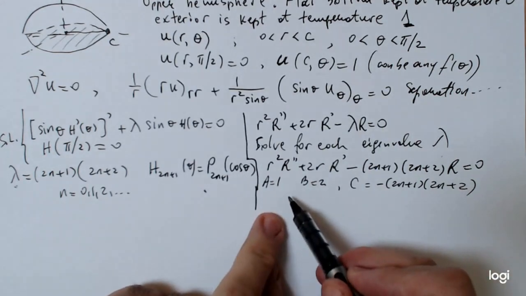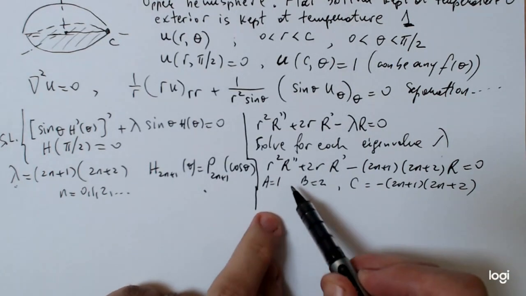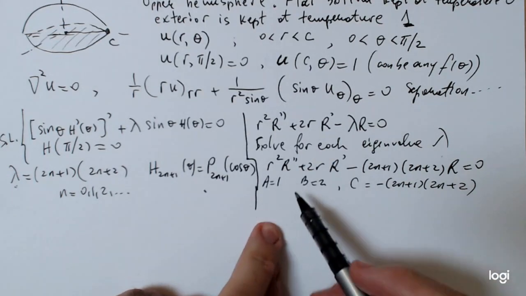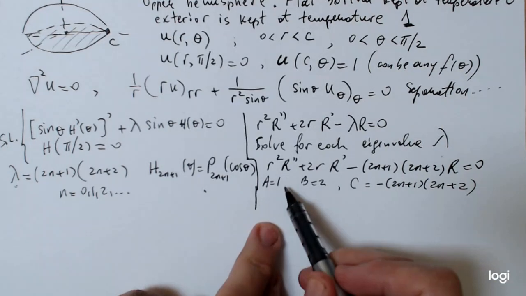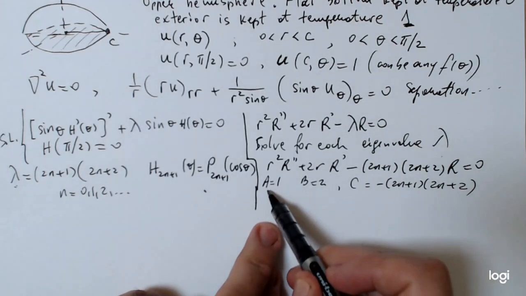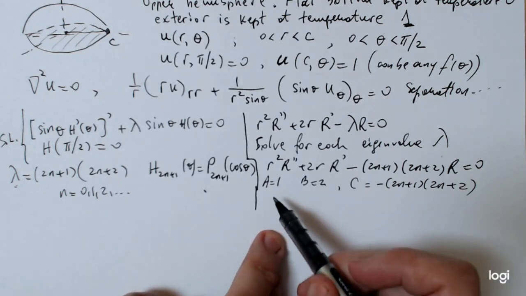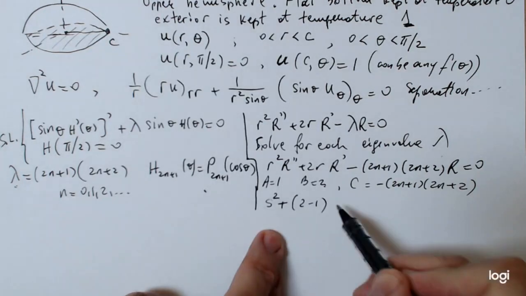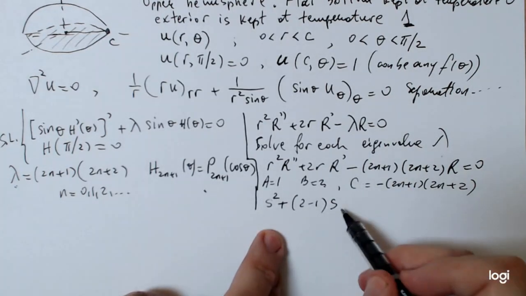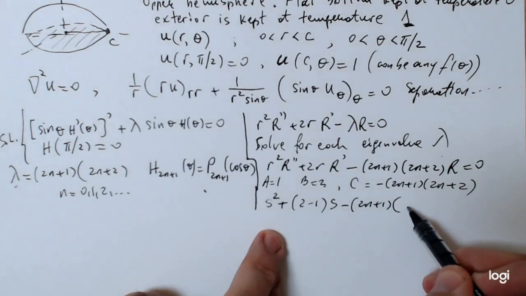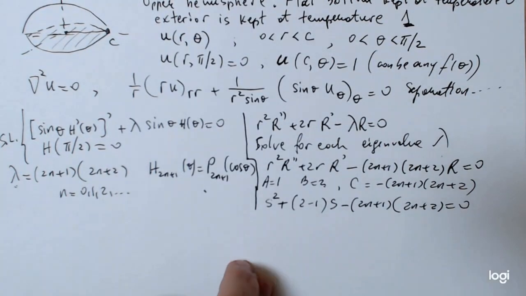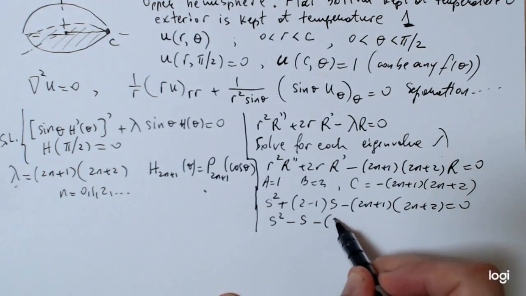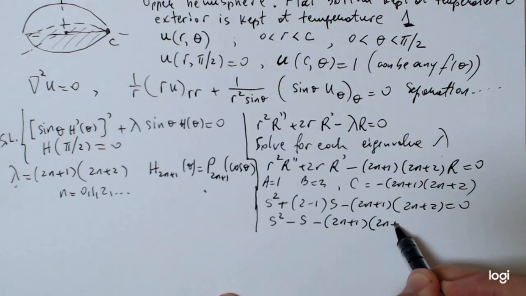So the characteristic equation of the Cauchy-Euler equation, I'm going to denote by S, because I can't use R, right? R is the radius in the sphere. So the characteristic equation of the Cauchy-Euler equation in this case will be A S squared, which is going to be S squared, plus B minus A, which is 2 minus 1, S, plus C, which in my case is minus 2n plus 1 times 2n plus 2. S squared plus S minus 2n plus 1 times 2n plus 2 equals 0.